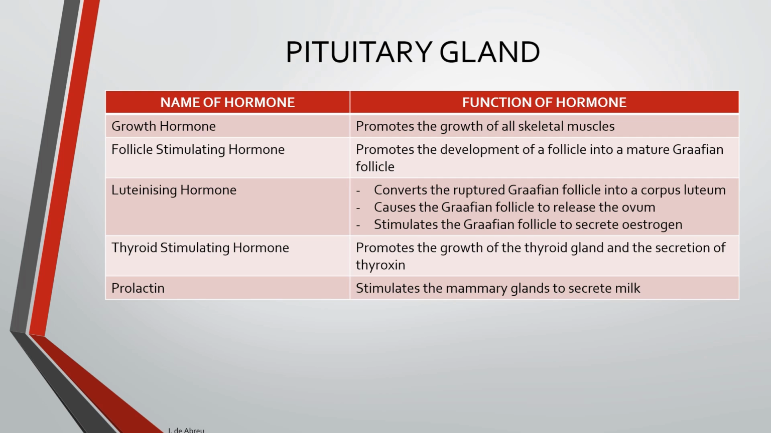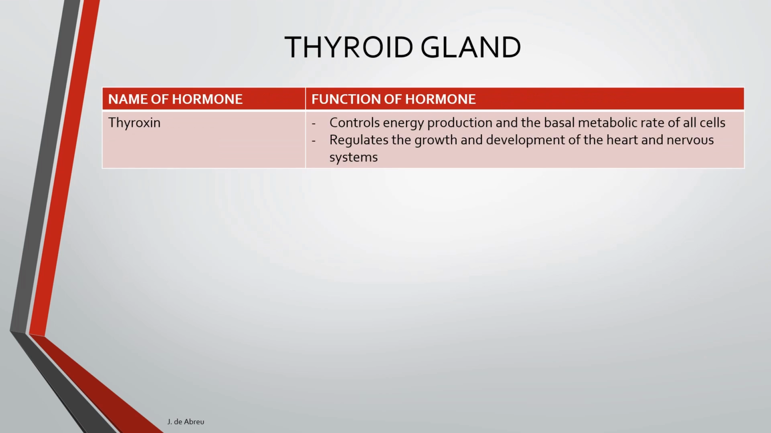And then prolactin is the last one, and this is what stimulates pregnant mothers to secrete milk. So it stimulates the mammary glands in the breasts to secrete milk so that mothers can breastfeed. So we just spoke about the thyroid gland in the previous slide, and we said that the thyroid gland secretes thyroxine. And the function of thyroxine is it controls energy production and the basal metabolic rates of all cells. And it also regulates the growth and development of the heart and nervous systems.